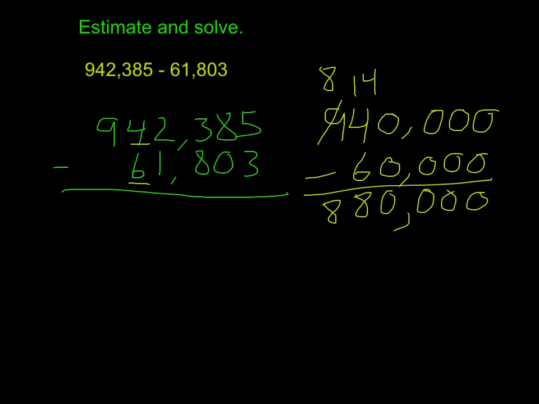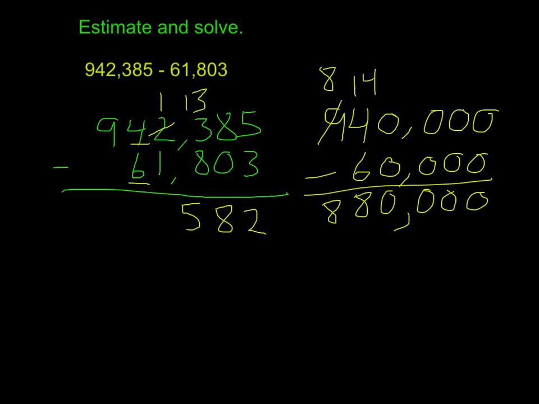So, coming over here, in our ones place, once again, we always want to begin with the ones place. And we are going to subtract. 5 subtract 3 is 2. 8 subtract 0 is 8. 3 subtract 8. 3 cannot subtract 8, so we need to regroup. We're going to take our 2, and it's going to become a 1, and we're going to get 13. 13 subtract 8 is 5.